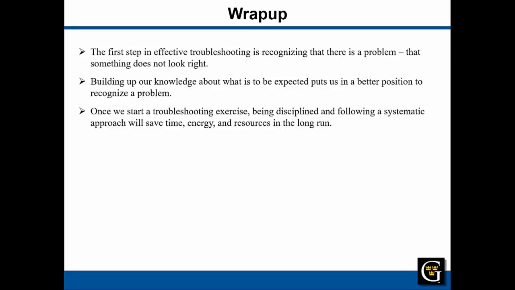So to summarize here, the first step in effective troubleshooting is recognize that there's a problem, that something doesn't look right, and the ability to recognize that there is a problem really depends on our knowledge base, how much information we carry around in our heads about what we expect to see, so that when we see something that looks different, we can actually recognize that there's a problem. And once we start a troubleshooting exercise, being disciplined and following a systematic approach will save time, energy, and resources in the long run.